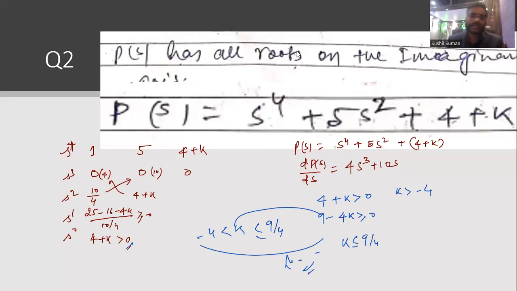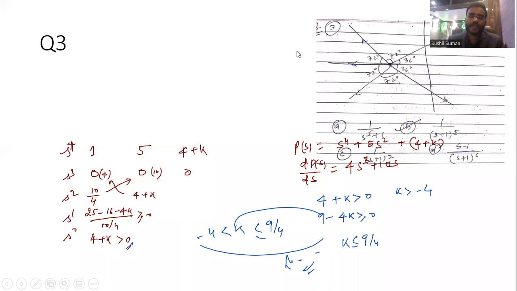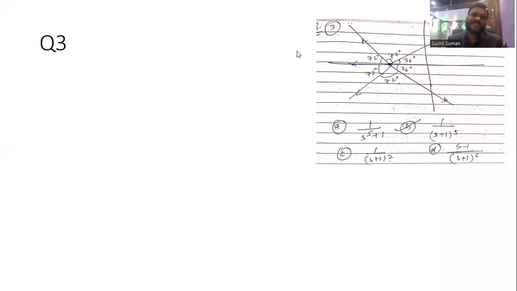Now I am going to discuss the next question. The next question is a very, very simple question. You are given this root locus, and you have to find which may be its transfer function. My dear students, this is k equal to infinity, this is k equal to infinity, this is k equal to infinity, this is k equal to infinity, this is k equal to infinity.